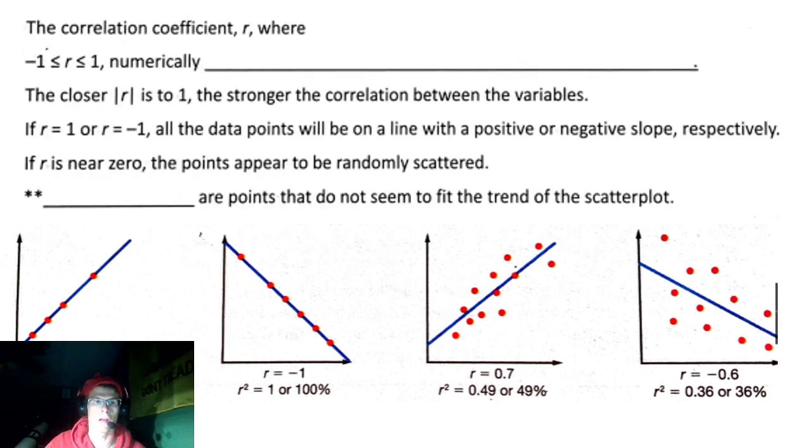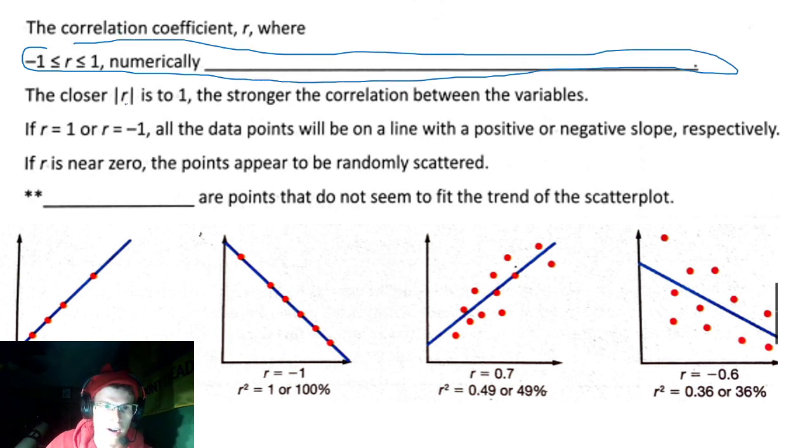All right, so we went over this. It numerically represents the degree to which the two variables are related. The closer the absolute value of R is to 1, the stronger the correlation between the variables. That means that the closer you are to either 1 or -1, you have a stronger correlation. If R equals 1 or R equals -1, all the data points will be on a line with positive or negative slope. We talked about that as well. If R is near 0, the points appear to be randomly scattered. If R equals 0, that means we have absolutely no correlation. That is possible on a graph. So R equals 0 means no correlation.